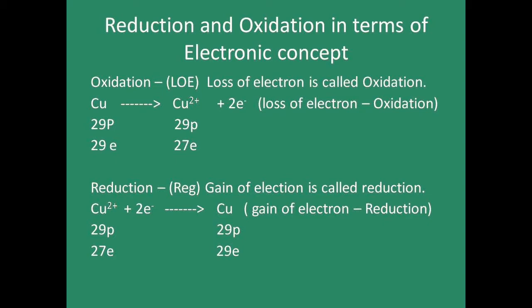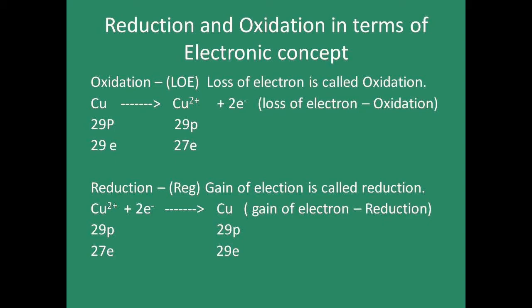For example, copper. Copper is an atom. What is an atom? It is neutral. Why are they called neutral? Because they have the same number of protons and the same number of electrons. Here copper has atomic number 29. Atomic number 29 means it has 29 protons and 29 electrons. Here 2 electrons are lost. So 2 electrons lost means there are 29 protons and 27 electrons.